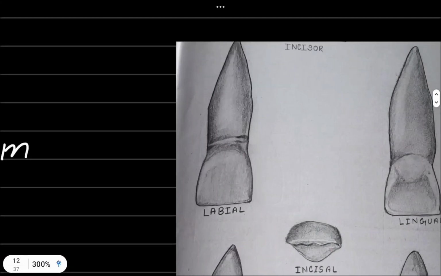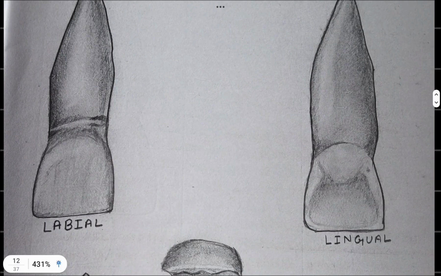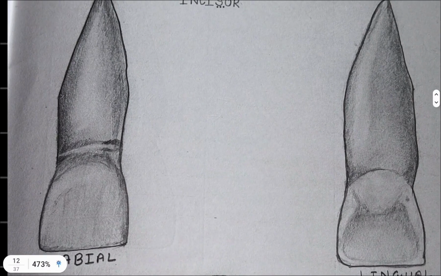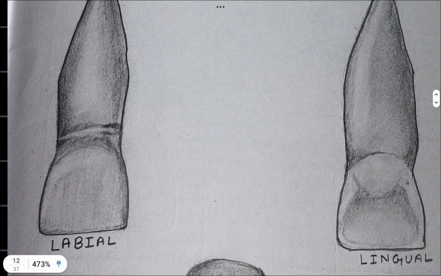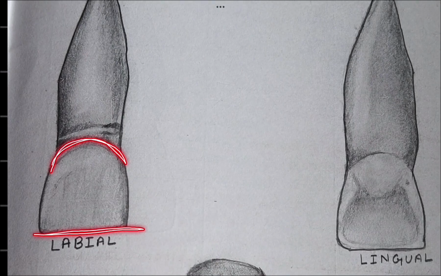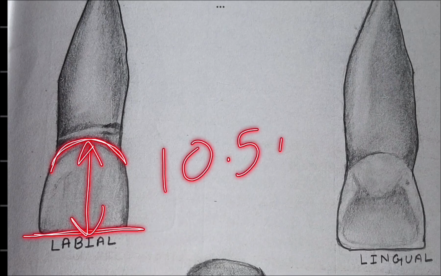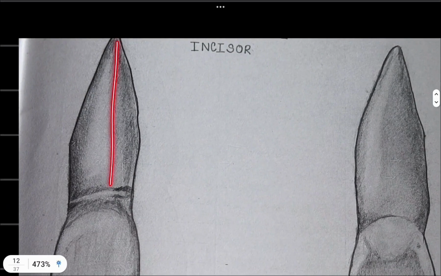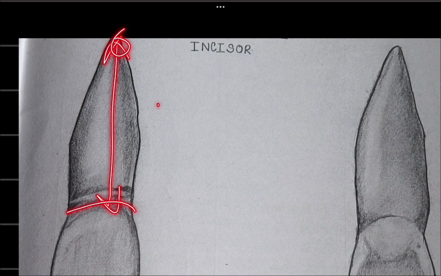Now moving on, we have the measurements or the dimensions. First of all, we have the cervico-incisal length of the crown. Cervico means from the cervical to the incisal edge. Cervico-incisal length of the crown is 10.5 millimeters. Then we have the length of the root. This is the length of the root from the apex to the cervical line, that is 13 millimeters.